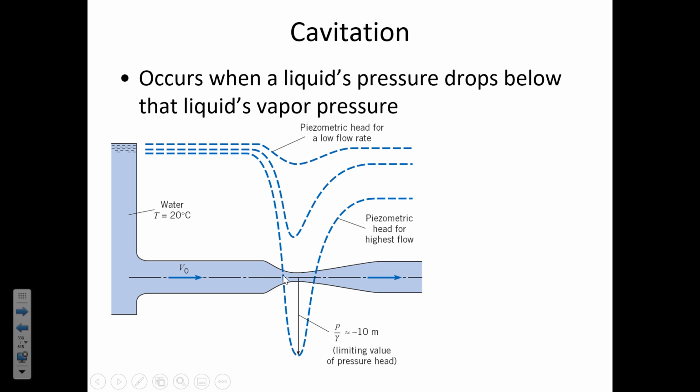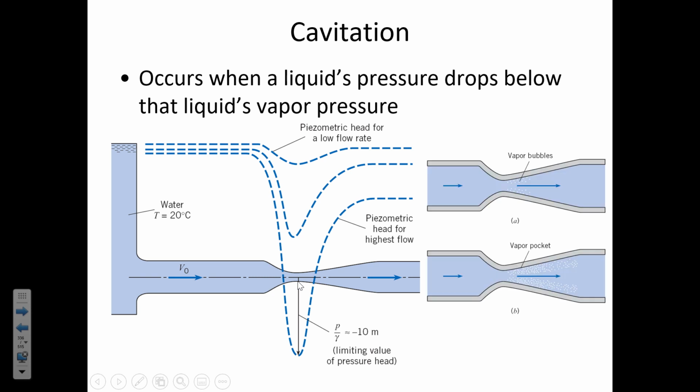and then that's the chain reaction that caused the incident at the Russian dam. So just the way to understand this is that for very high velocities, the pressure decreases and it may go below the vapor pressure of the liquid.